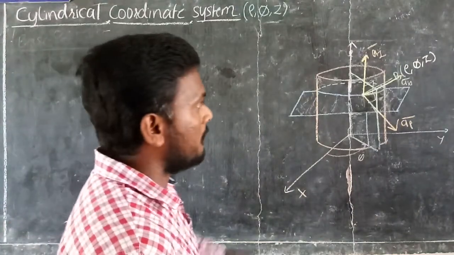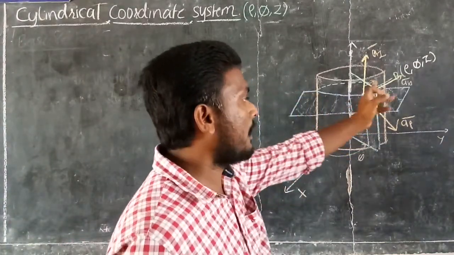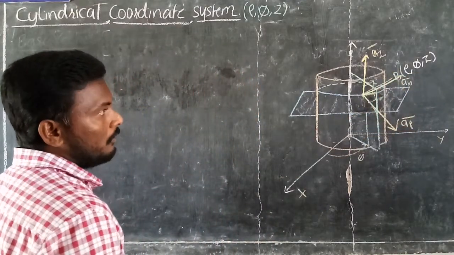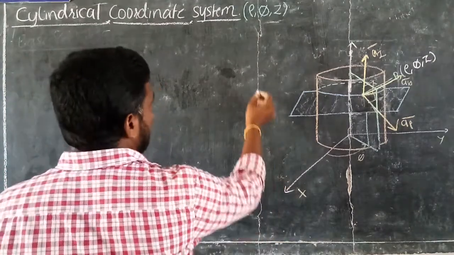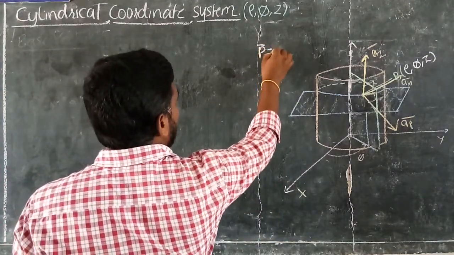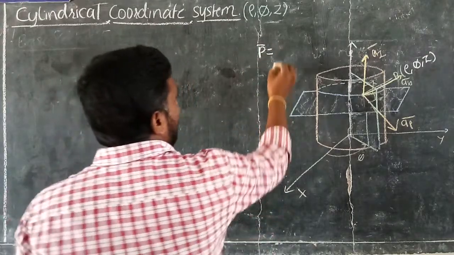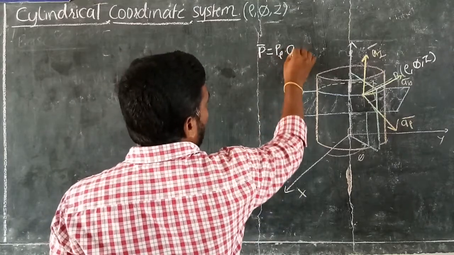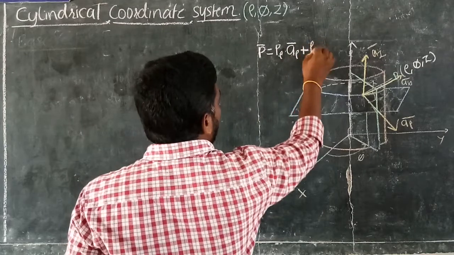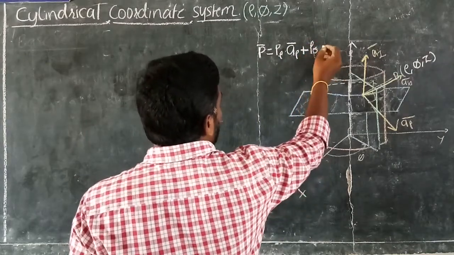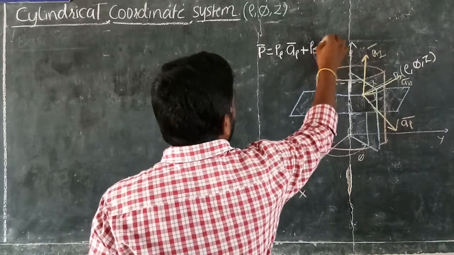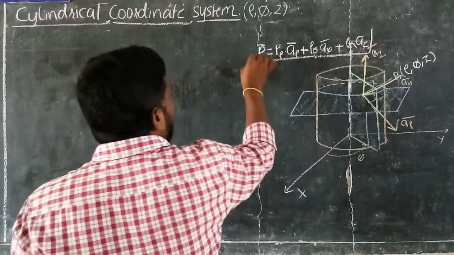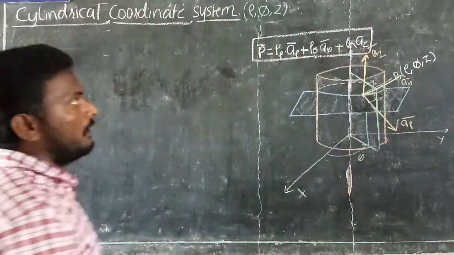See, this is the meeting point in cylindrical coordinates, which is having rho, phi, z. So now tell me the position vector in cylindrical. How can you write the position vector in cylindrical coordinate system? It is P bar equals P rho into a rho bar plus P phi into a phi bar plus P z into az bar. It is like the Cartesian coordinate system. This is the position vector in cylindrical system.